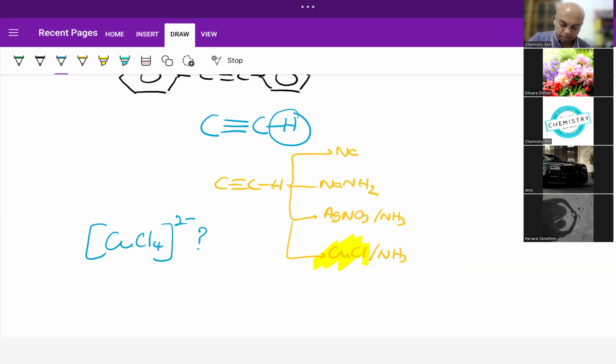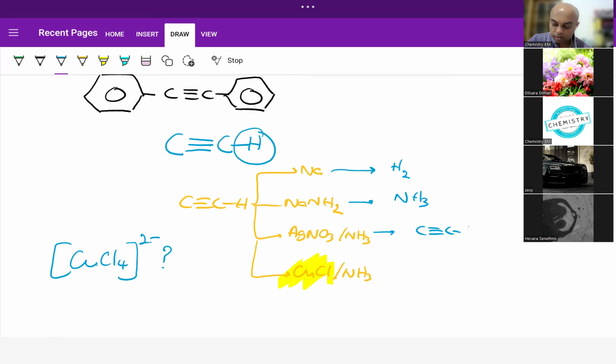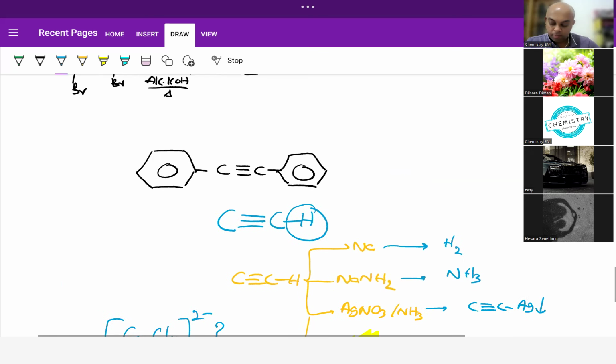So additional things, right? When sodium is added to acidic alkynes, H2 will be released. When sodamide is added, ammonia will be released. When AgNO3 is added, there will be a white precipitate. When CuCl is added, a red-brown precipitate will form, right? So these are the observations. What matters at the end is that this has to be remembered, right?